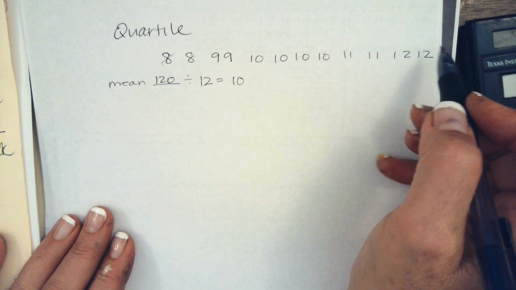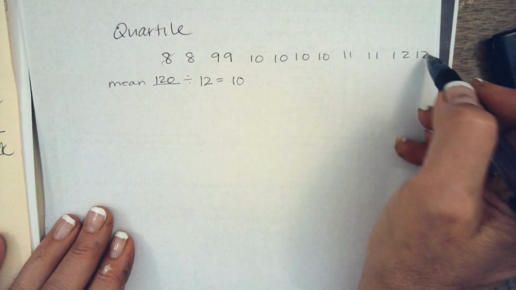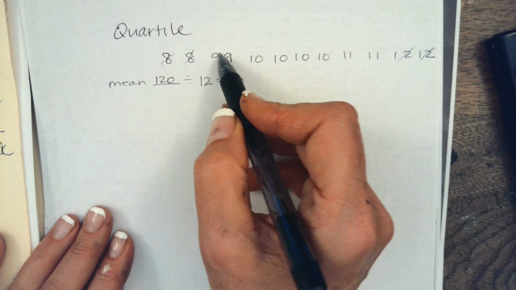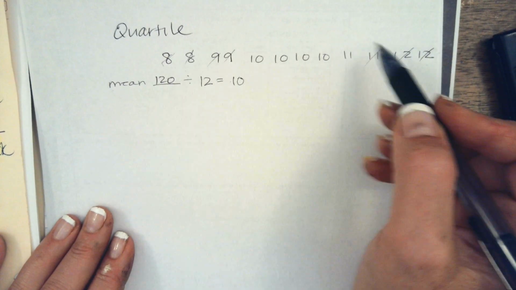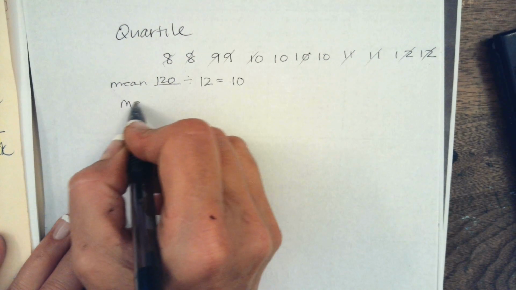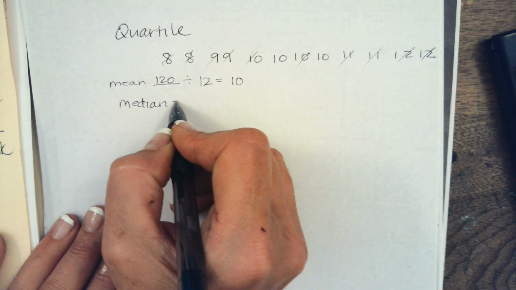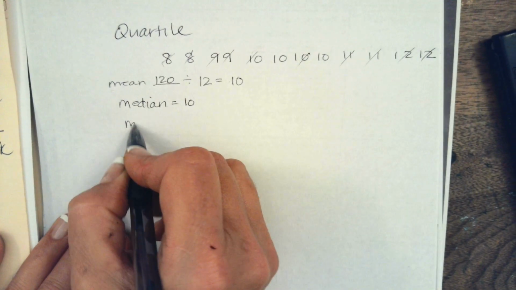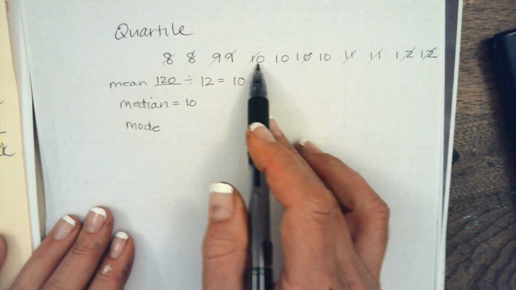So not our mode, our median. So we're just going to cross out until we get to the middle number. Our median is 10. Our mode is the most frequently occurring number, happens to be 10.